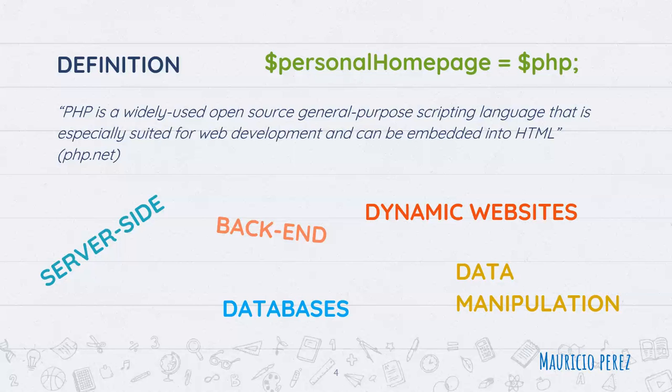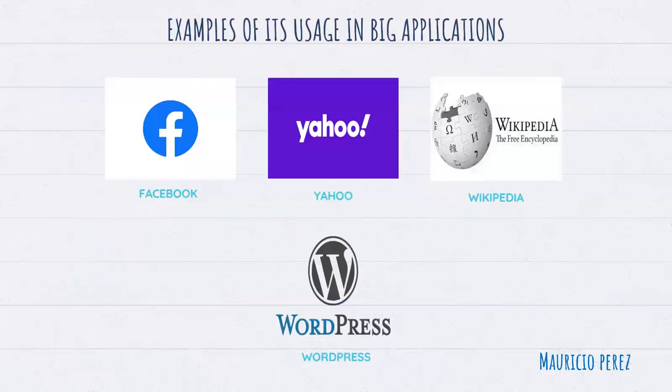And we have some keywords such as server-side, backend, databases, dynamic websites, and data manipulation. These are the most common features of how PHP is detected and featured by the community of PHP.